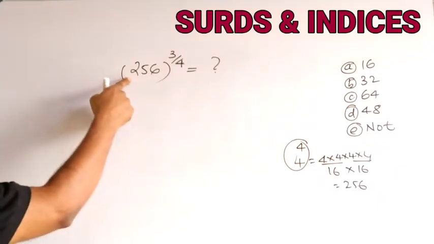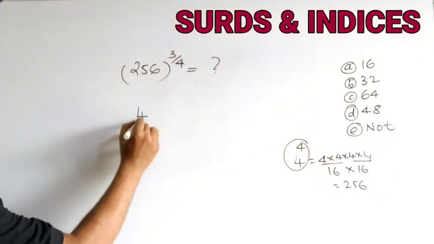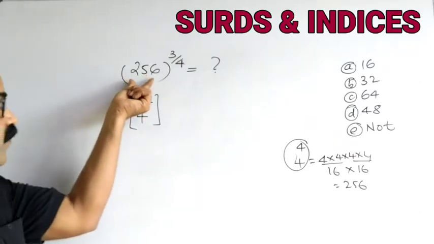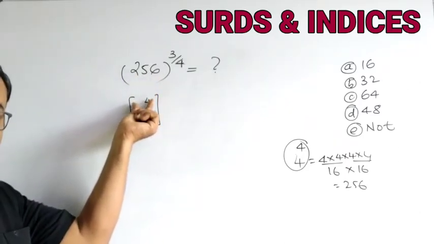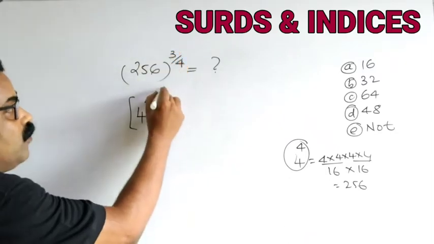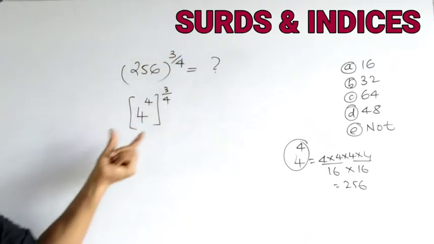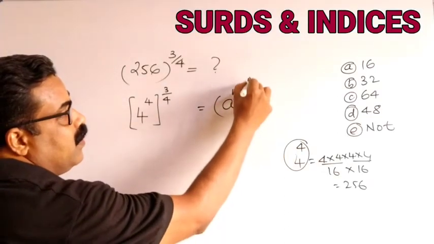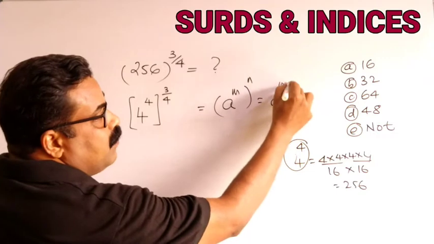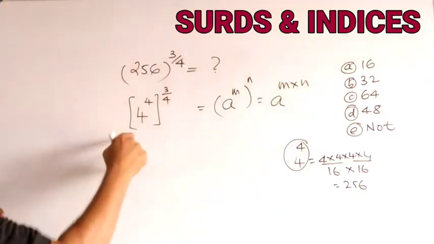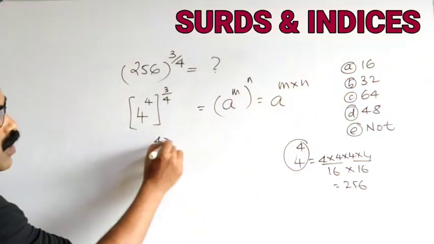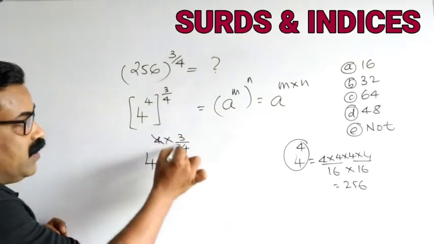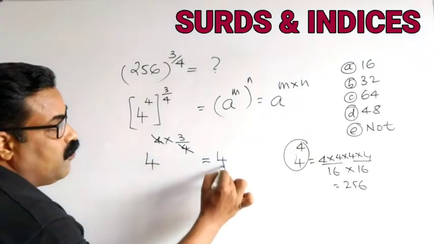So instead of 256, I can write 4 power 4 inside the bracket, and then the power 3 by 4. This is in the form a power m all power n is equal to a power m into n. So this will be equal to 4 power 4 into 3 by 4. You can cancel this 4 and this 4. Final answer is equal to 4 power 3.